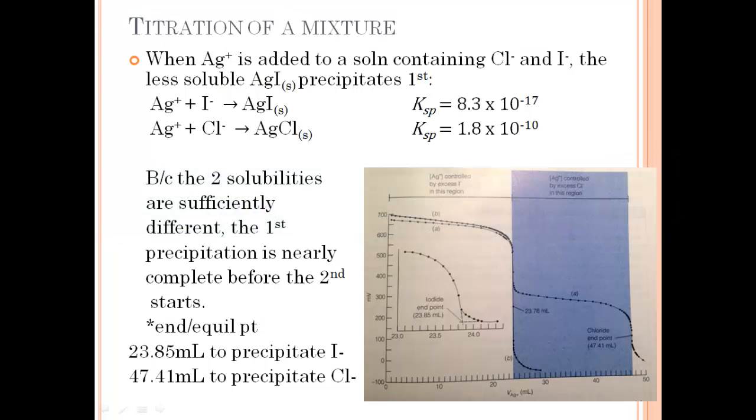Now that we know Ksp, solubility products, and we know about titrations, we can talk about things like this. Silver iodide has a really small solubility product compared to silver chloride. So when you add silver ion to a solution of chloride ion and iodide ion, that AgI is going to precipitate first. Why? Because it has a smaller solubility.